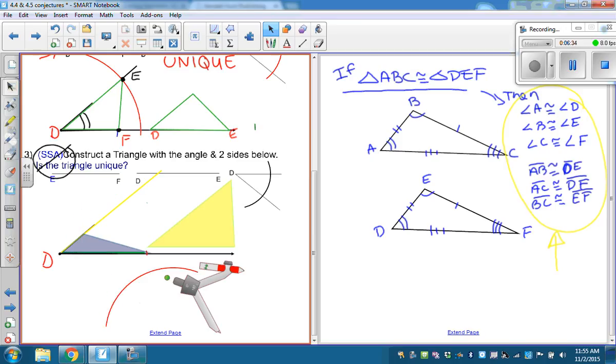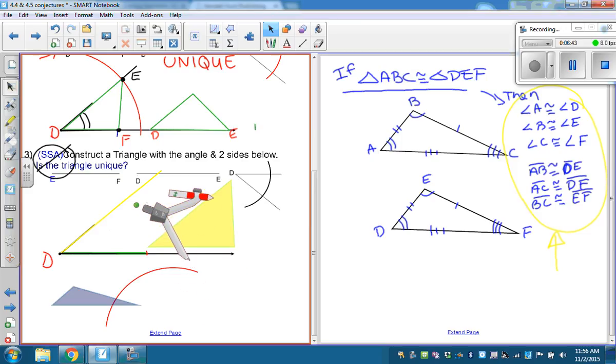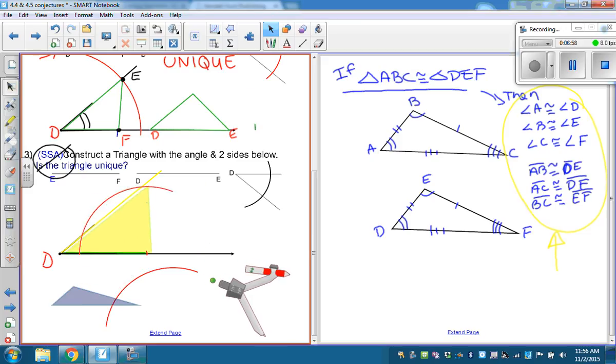So if you just put in angle D, and then you put the length DE right here, then you take your compass, and you take the length EF, which is what I have here, and I put my compass here. When I swing it, it hits in two different places. And so that creates the yellow triangle at this point right here. So right at this point right here, it creates that purple triangle. Okay, it can move somewhere else. Move to the middle or move away.